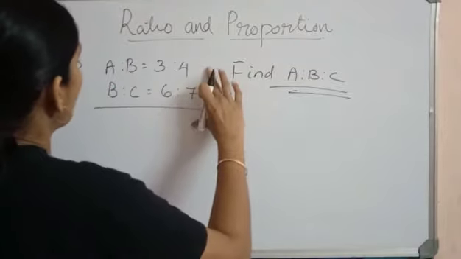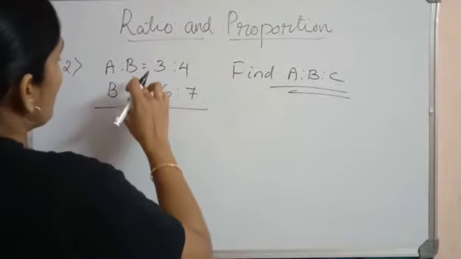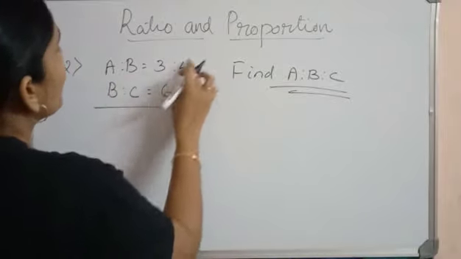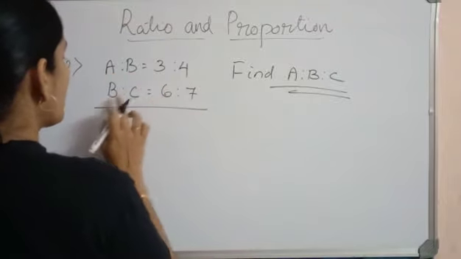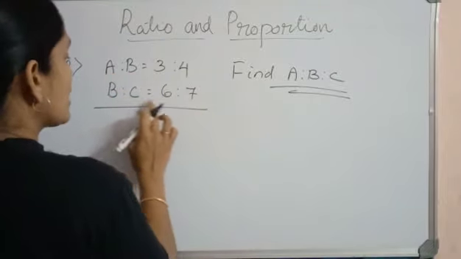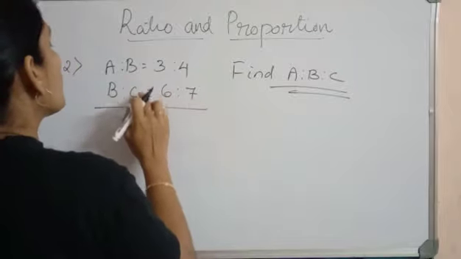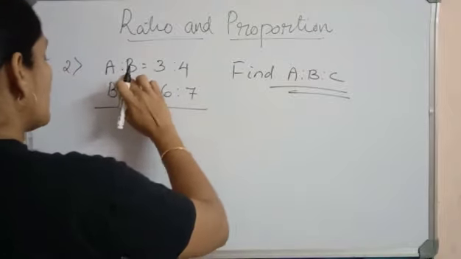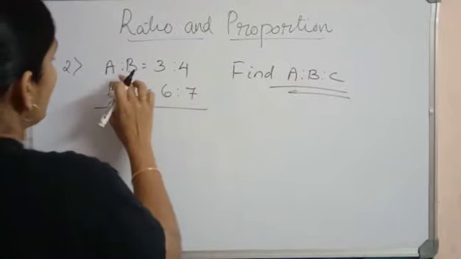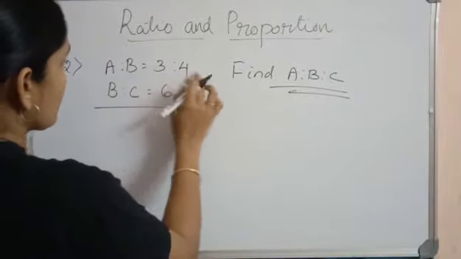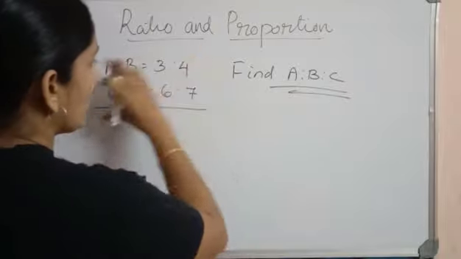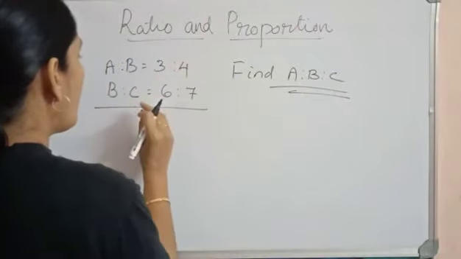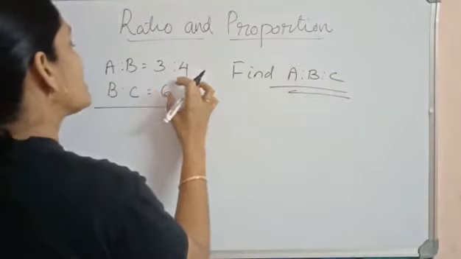Now let's consider another question where the common term has different values. In the first case, A is to B is 3 is to 4 and in the second ratio, B is to C is 6 is to 7. In these two ratios, we can see the term B is common and here the value of B in the first case is 4 and in the second one it is 6. So I have already told you whenever we are combining the ratios, we need to make sure the common term will have the same values.